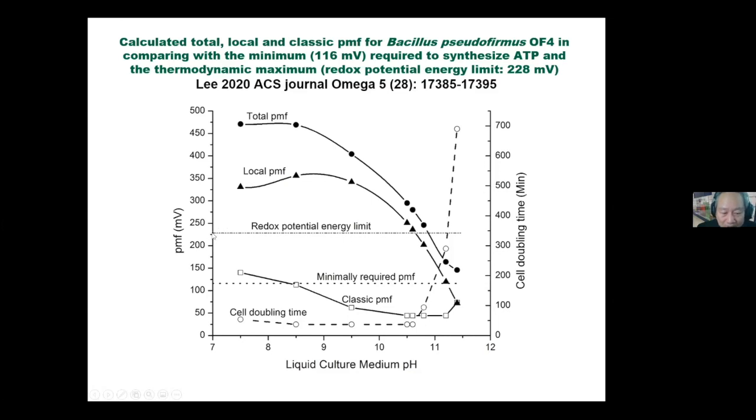Now this 220 millivolt or 228 or 230 millivolts is called the redox potential energy limit. Where did this come from? In our mitochondria, and in all bacteria, they use free electrons, like from NADH or an organic substrate, oxidized to oxygen. But that redox potential energy, the amount of chemical energy available, is known. For example, the redox potential from NADH to oxygen, this whole chain, is about 1100 millivolts. So we know that for each electron that goes through, they are pumping 5 protons. So 1100 divided by 5 is about 220 something, right?